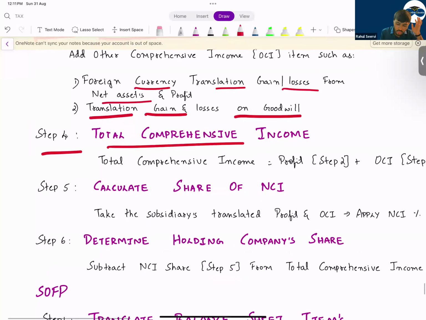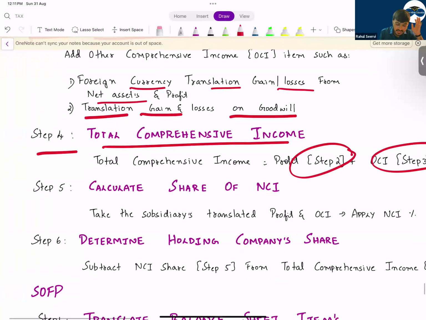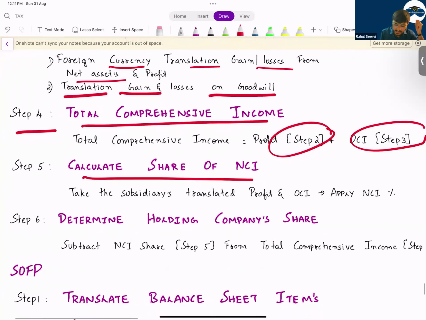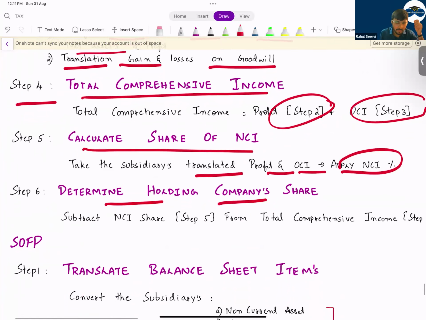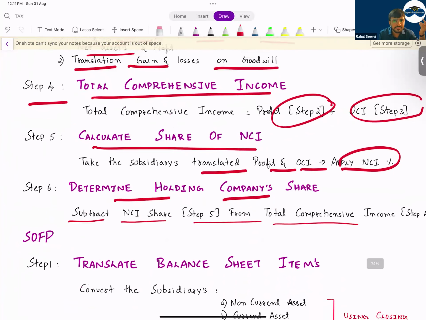Then step number 4, total comprehensive income. What will you do? Step number 2 plus step number 3. Then calculate the share of NCI. Take the subsidiary's translated profit and OCI, apply the NCI percentage, then determine the holding company, that is the parent company. Subtract the NCI percentage from the total comprehensive income.